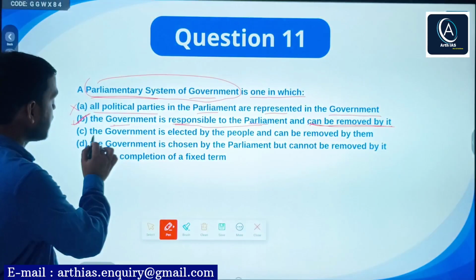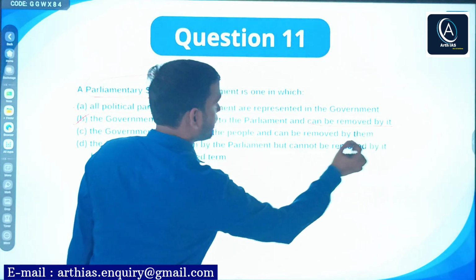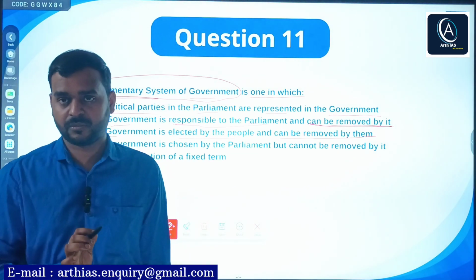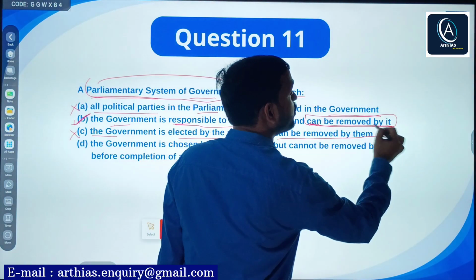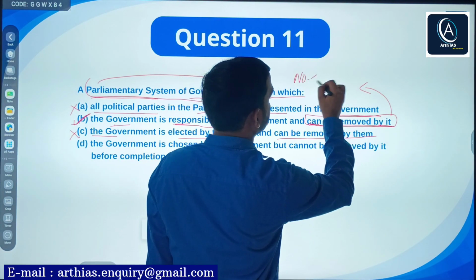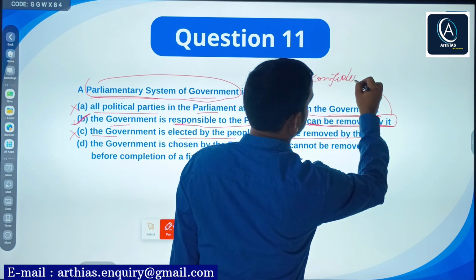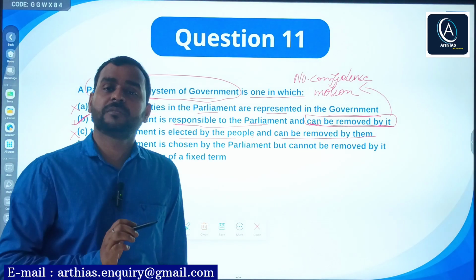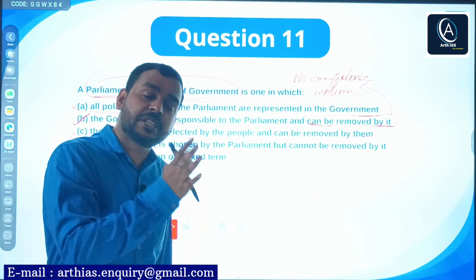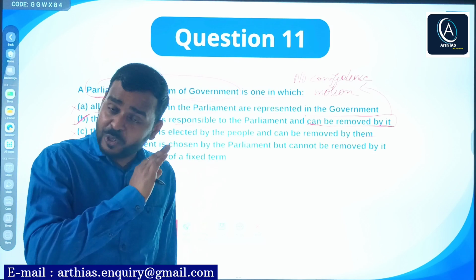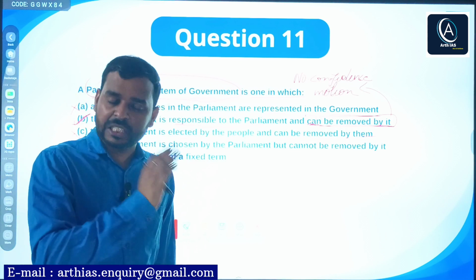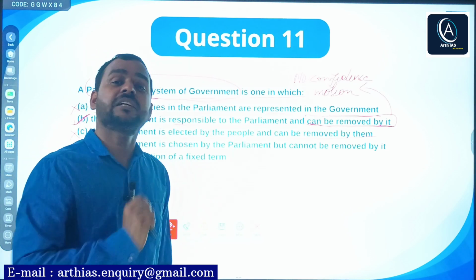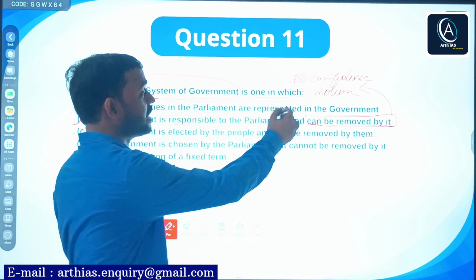Next, read this statement: the government is elected by the people and can be removed by them. Half of the statement is correct, but half of the statement is not correct. Why? Because people cannot remove them. Only parliament can remove them by passing a no confidence motion. People cannot remove them, though people have a chance in the next election to change the government, right? To elect a new government. But people cannot remove the government, because India has indirect democracy, not direct democracy. We don't have the right to recall. We only elect the government. We cannot remove them. But parliament can remove them by passing a no confidence motion.